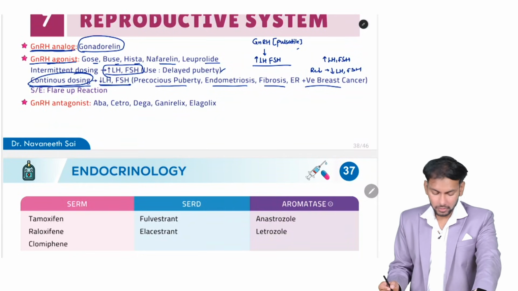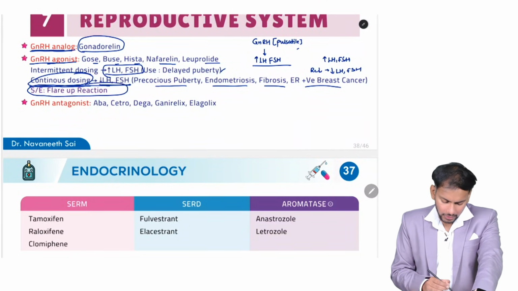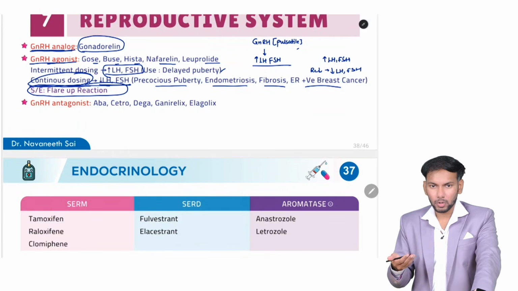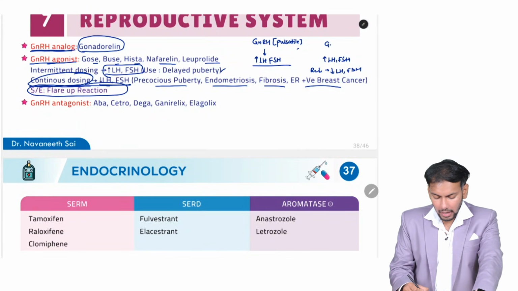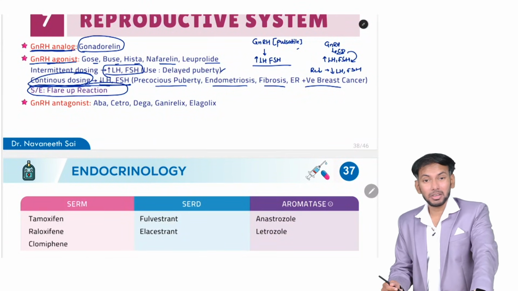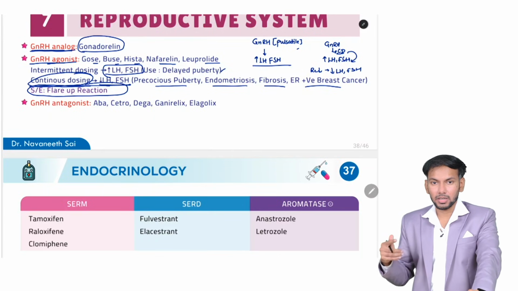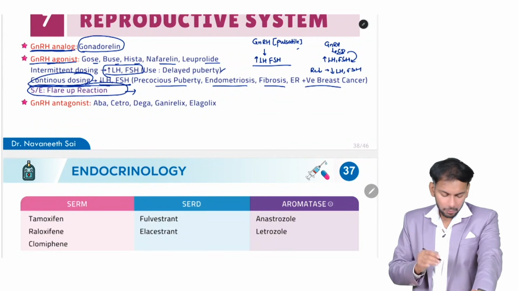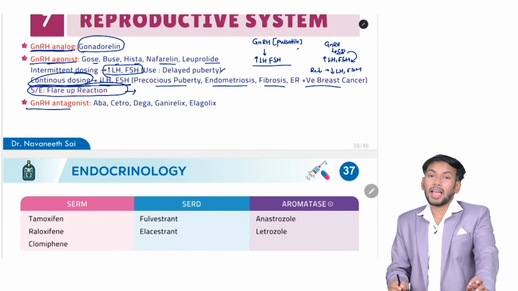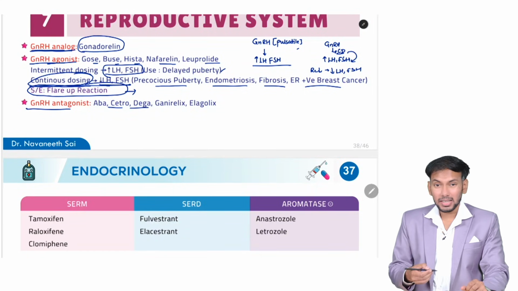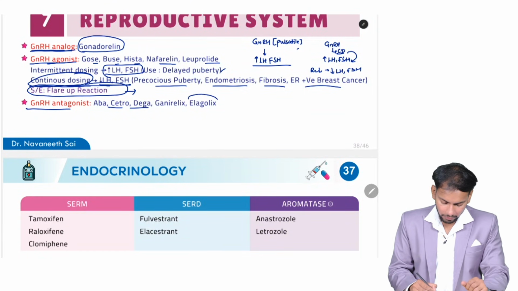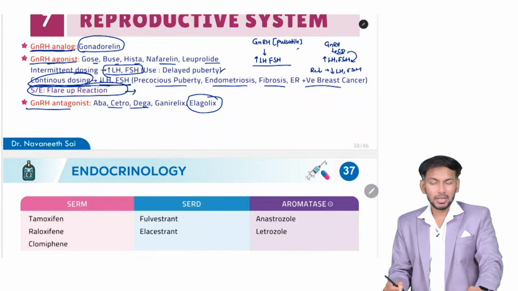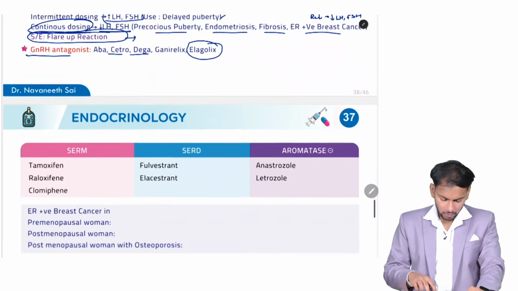But the problem here is, it will cause a flare-up reaction. Let us suppose a person is having pain because of endometriosis. If you give GnRH agonist in a continuous dosing, first the pain will increase because LH and FSH is increased and it will increase the estrogen, but after some time this will decrease. That increase in pain is what is known as flare-up reaction. To prevent this, we have made GnRH antagonists. These are Abarelix, Cetrorelix, Degarelix and Ganirelix. Now, we also have a tablet that is Elagolix. That's all about the GnRH analogs.